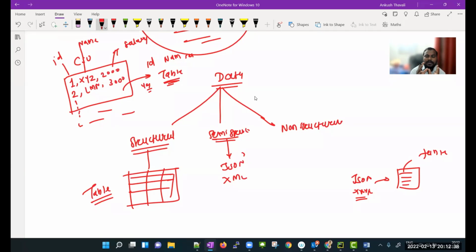So let's say I have a huge amount of data which is coming in the form of JSON and XML. Can I process this data? Yes, with the help of Hadoop technology.